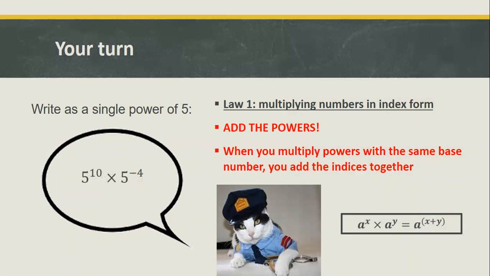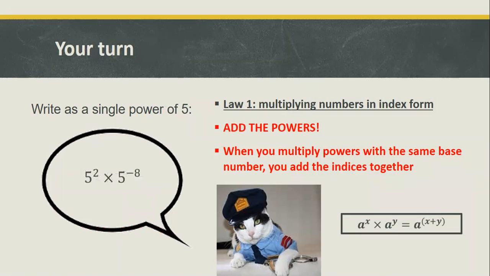And then the next one, let's keep practicing. 5 raised to the power of 10 multiplied by 5 raised to the power of minus 4. So the same thing you had. So what do we have here? If you got 5 raised to the power of 6, you are correct. Well done.